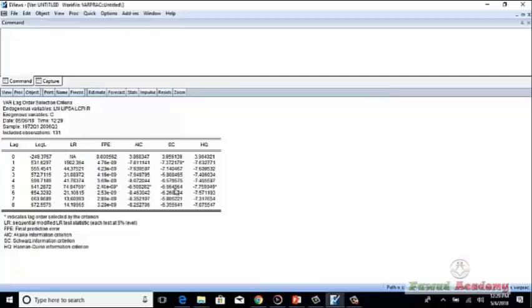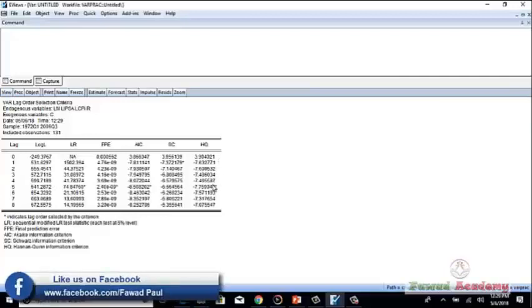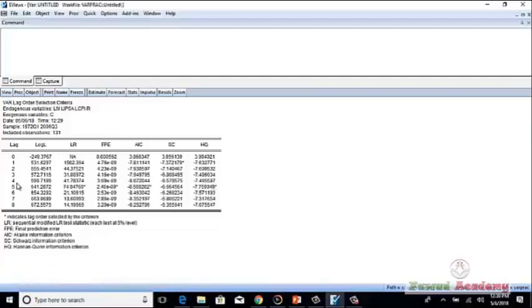The statistic shows that we can take 5 lags out of 8. This is the lag length of our equation. We can take 5 lags.